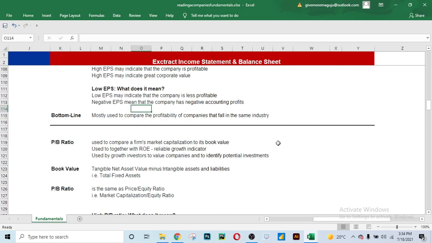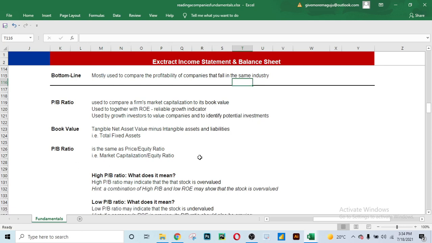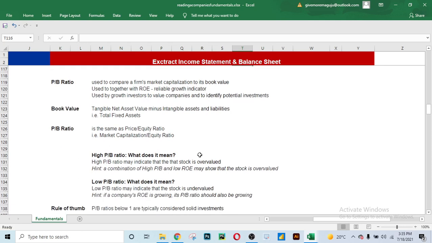The bottom line is the EPS is mostly used to compare the profitability of companies that fall in the same industry. Okay, perfect. Now let's look at the price to book ratio, right? So the price to book ratio is used to compare a firm's market capitalization to its book value. It is also used together with ROE, that is return on equity, and we can find return on equity using the formula net income divided by the average common stock, right?